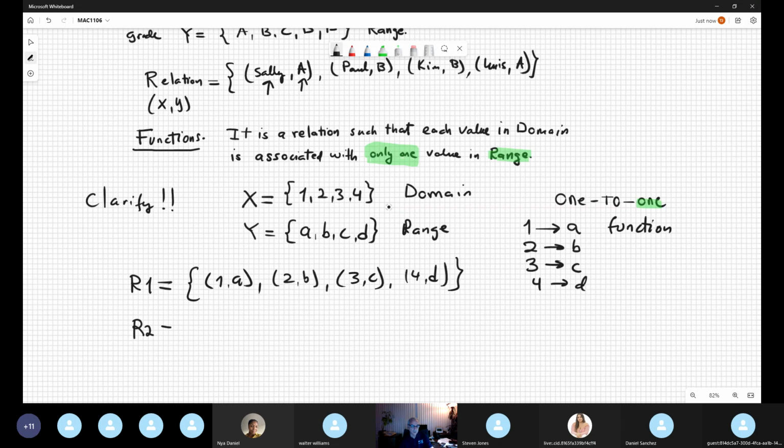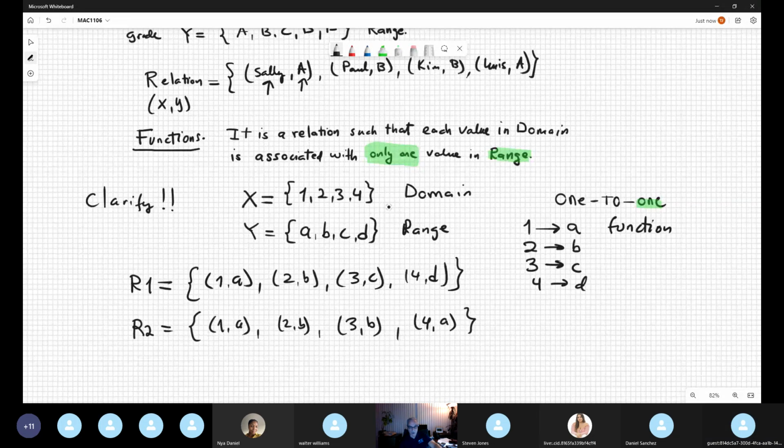Okay, now I want to complicate your life a little bit. Relation 2. Relation 2 is similar, but not equal. (1, A), (2, B), (3, B). I change something, and (4, A). What do you think? Is it a function or no? Yes. Absolutely. You are right.